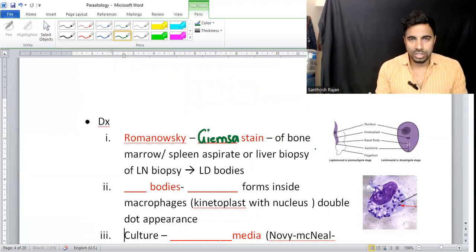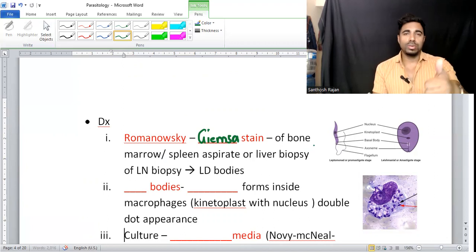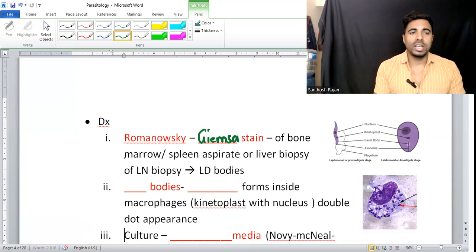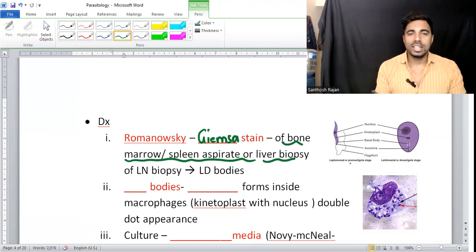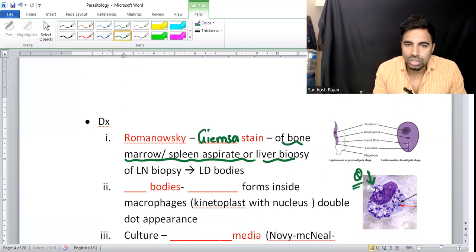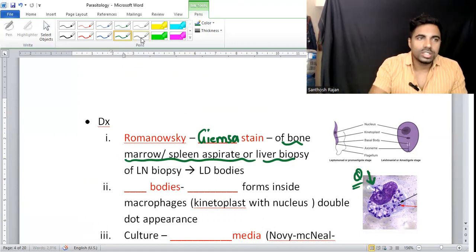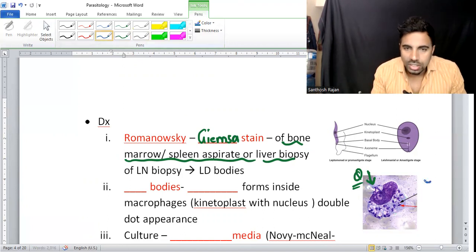So when you use the common stain, what do you do? Because I told you we have hepatosplenomegaly, you can take either bone marrow or spleen aspirate. This also will be asked. In a patient, we take a liver biopsy or an aspirate from the spleen or liver, and then this picture will be given. They'll try to identify what it is. This is called LD bodies. This small one. The structure you see like this, two dots, double dot, they are the amastigote form.